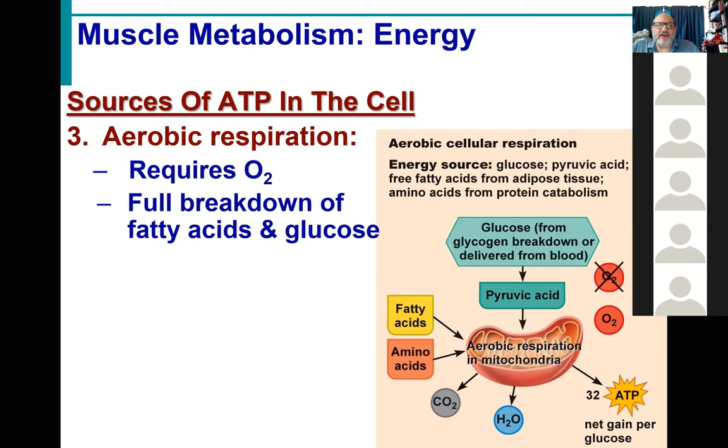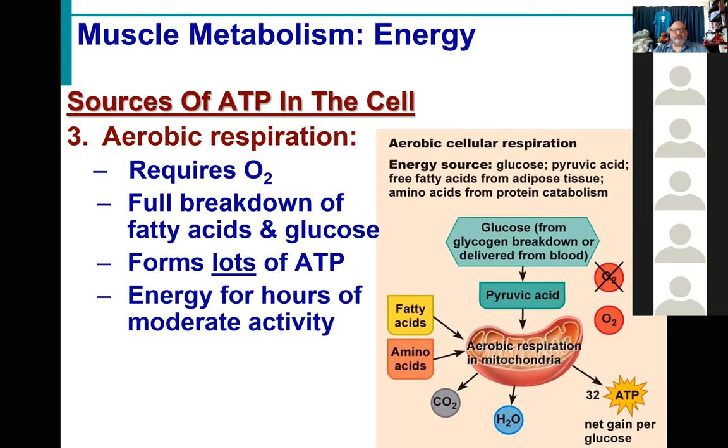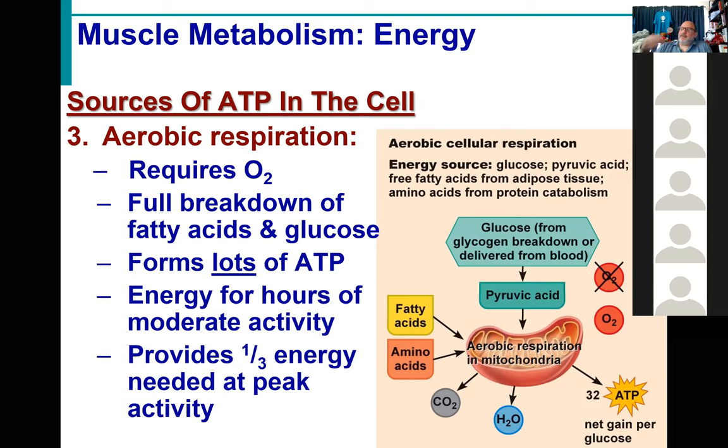Again, this requires oxygen. It fully breaks down glucose, but also fatty acids and even amino acids can be broken down this way. Super efficient, 34 to 36. And again, notice it isn't a precise number because it depends on the electron transport chain. If you've taken 400, then that makes sense to you. If you haven't, don't worry about it. But the gross is somewhere between 34 and 36 ATP. And again, it can produce enough energy for hours of moderate activity. You can stand or walk for days thanks to this ability to efficiently produce ATP. However, if that bear with an axe comes in the room and you need to sprint away, aerobic respiration by itself isn't going to be enough.